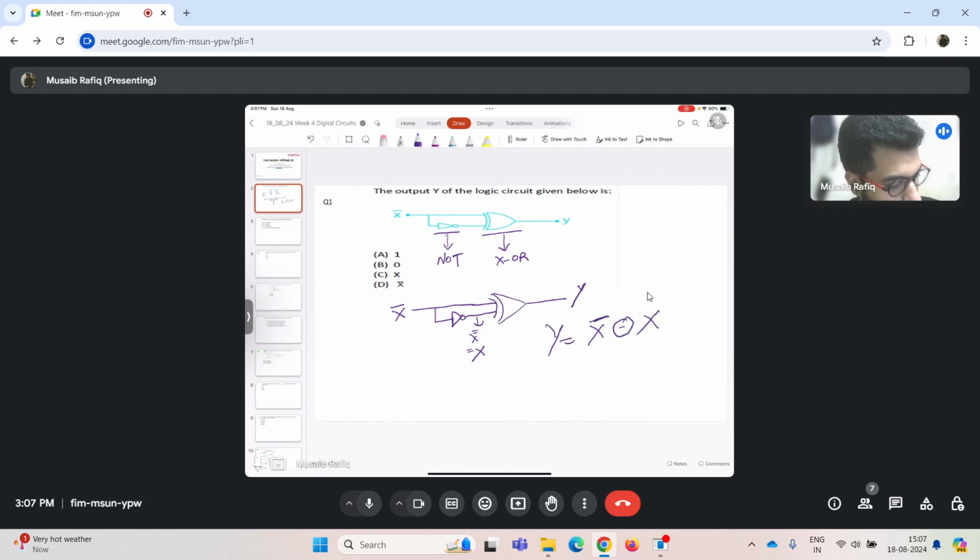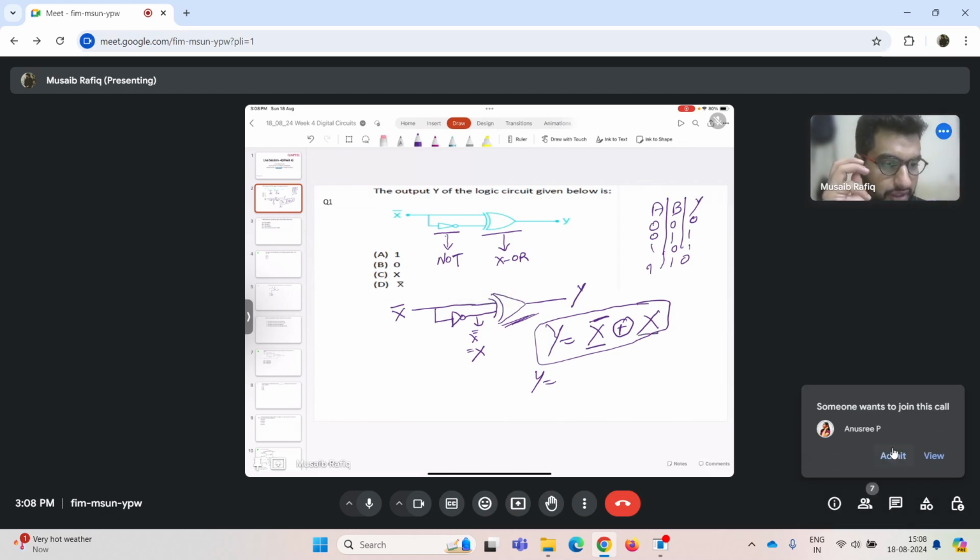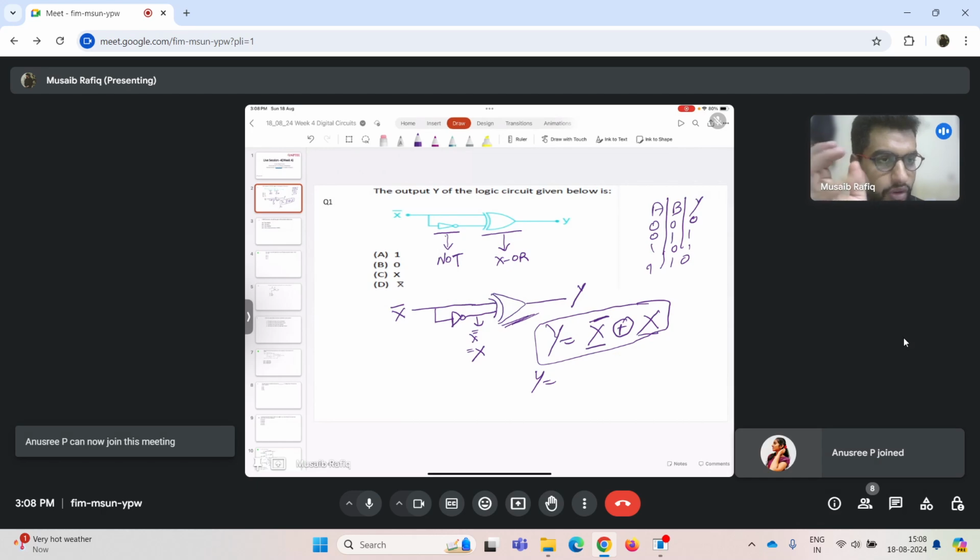So Y will simply be equal to X bar XOR X. And how do we write exclusive OR? We just make a circle and inside that we place the plus sign. So this is the operation that this logic gate carries out here, and we can take help of the truth table as well. So the truth table of XOR gate I am drawing here: 00, 01, 10, 11. The output will be 0, 1, 1, 0. So XOR is always high when both the inputs are different. And right now what we have here is X and X bar. So X and X bar are always opposite of each other, right? So my output will always be high.